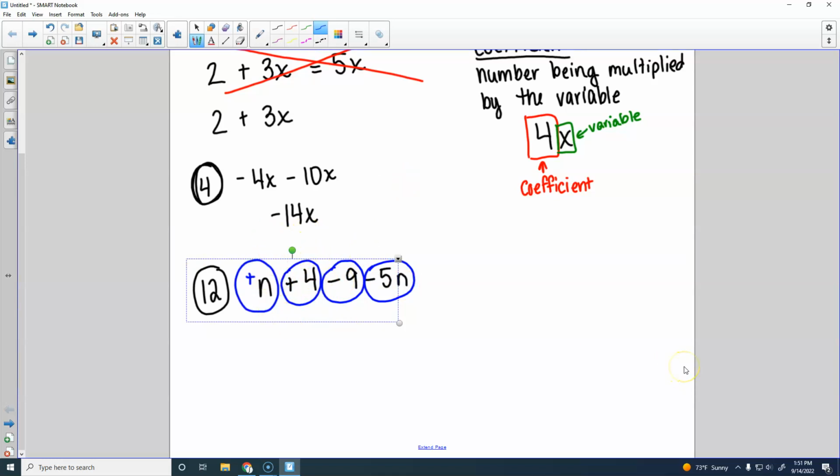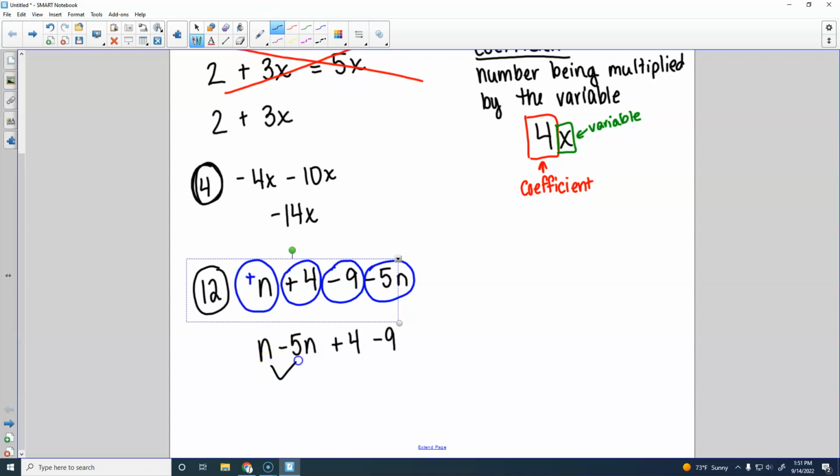Okay? So some teachers make their students rewrite this so that your like terms are together and then have you combine. So if you do that step, like if I put my n right here, I'd also have to put my 5n there. And then I would put my plus 4 and my minus 9. I am not going to require you to do that step, but if it helps you, you may want to do that if you're getting kind of mixed up with the pieces.